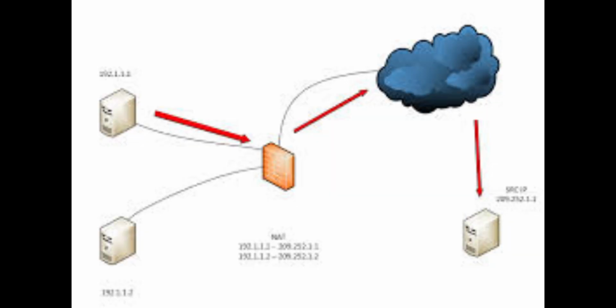Network address translation and port address translation are like translators for your network. They convert private IP addresses into a single public address or map multiple private IP addresses to different port numbers on a single public IP. This helps conceal your network's internal structure and conserves IP addresses.